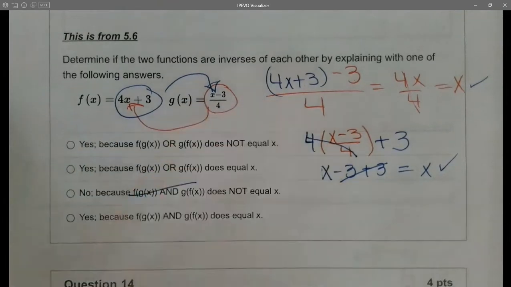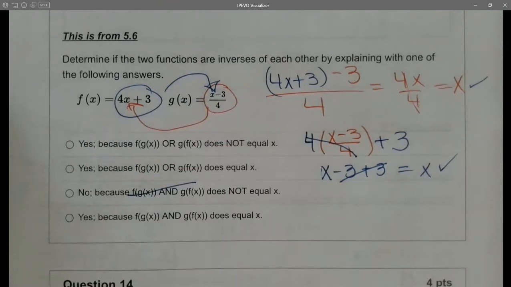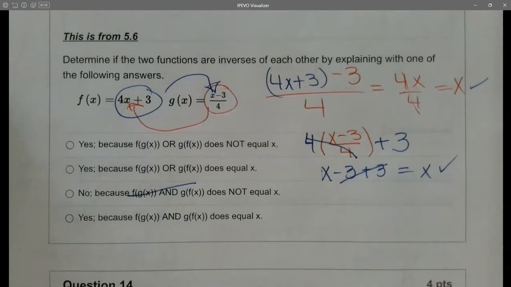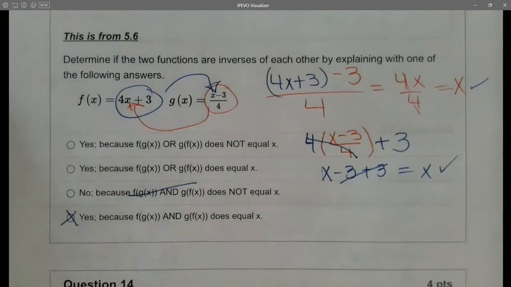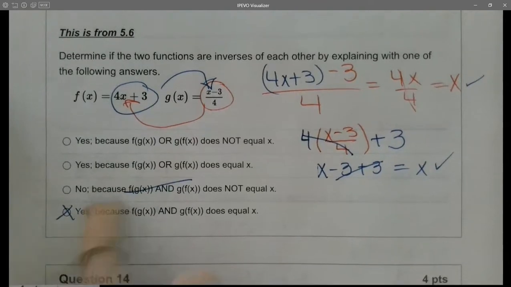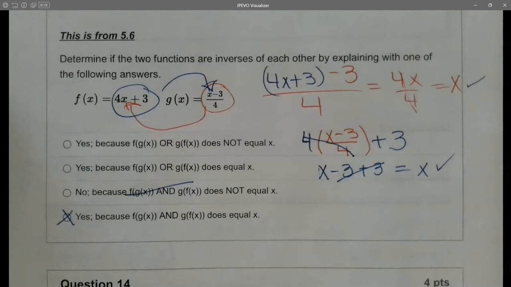So I know this one's not it. And then it gave me x both times, like it should. It should always, if it's going to give me x, it should always give it to me both times to be an inverse. So this is my answer. So whenever I look at these problems on the test, it should either be yes because of both, or no, because one of the ones doesn't equal x.